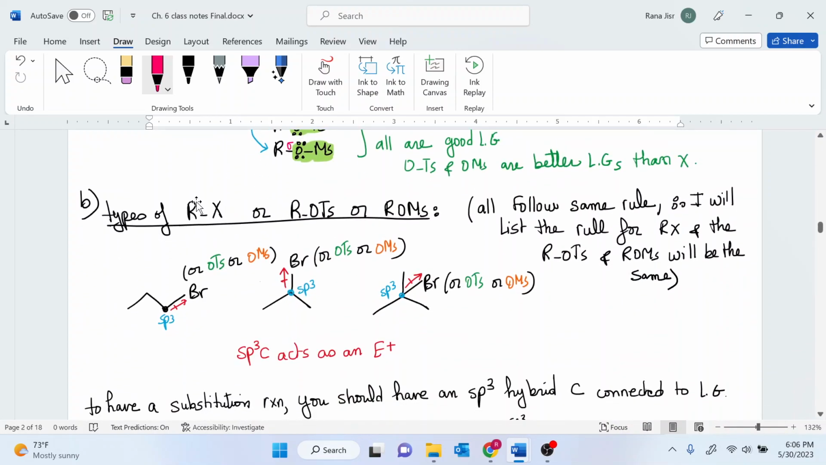The type of the alkyl halide, yes, has an effect on whether the reaction happens by SN1 or SN2. So the type of the alkyl halide is the one that determines whether the reaction is SN1 or SN2. Now, before going over this, we've mentioned that there are different types of alkyl halides or alkyl leaving groups: primary, secondary, and tertiary. And all of those halogens or leaving groups have to be attached to an sp3 hybrid carbon for the sigma bond to be broken.